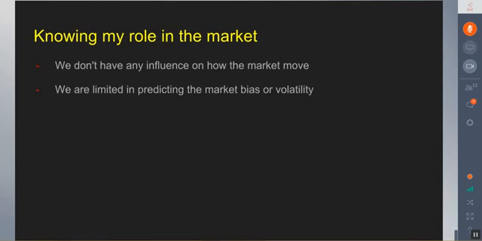The other thing is that we are very limited in predicting the market bias or volatility. It probably happened to most of you, if not all of you, that you predicted the market right, but volatility killed your trade. The range of the volatility was too high, you got stopped out, or it scared you, or your hard stop was hit, and then it went your way, and it was very frustrating. This is something we cannot really predict, so we need to be prepared for that as well.